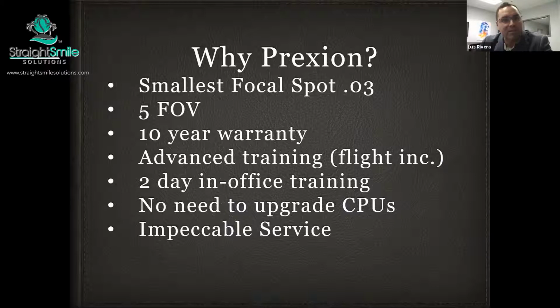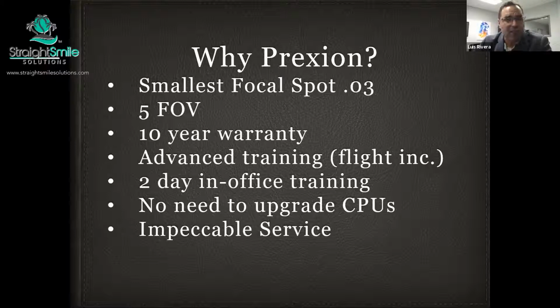It also has 5 choices of field of view. So if you're an endodontist, then you don't really need a big field of view. You can do just fine with a 5x5. If you're interested in sleep, then you want to take a 15x13. Or if you're just placing implants, then you just take a 10x8. But you have your options where you're not just pigeonholed into one field of view.